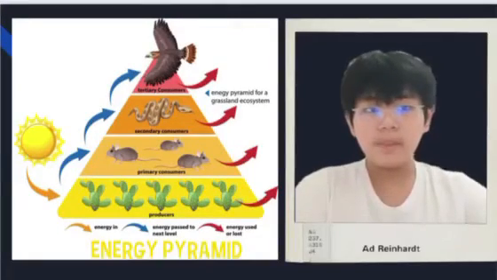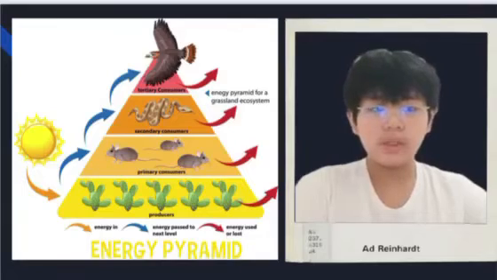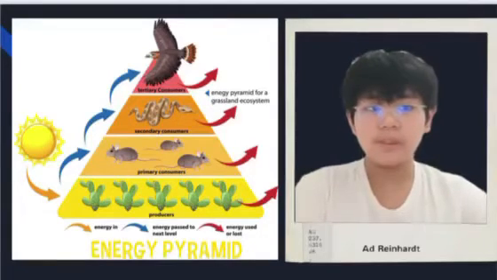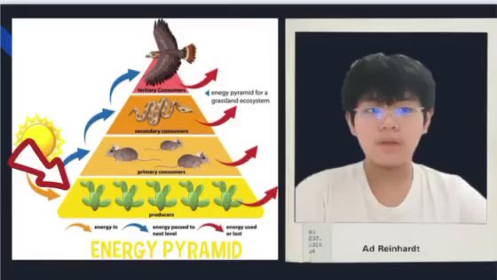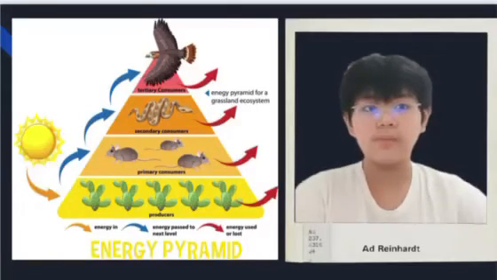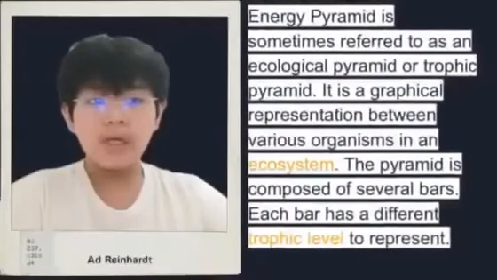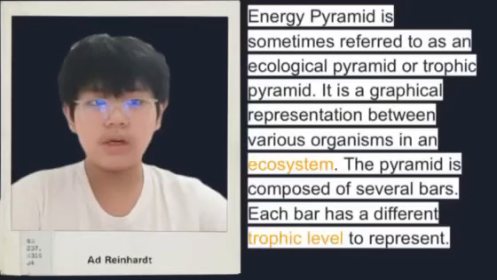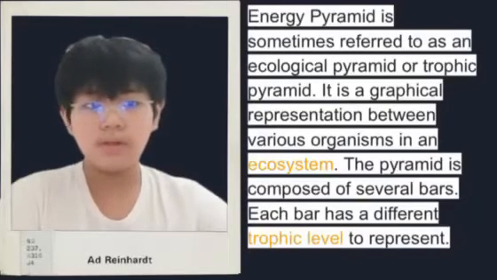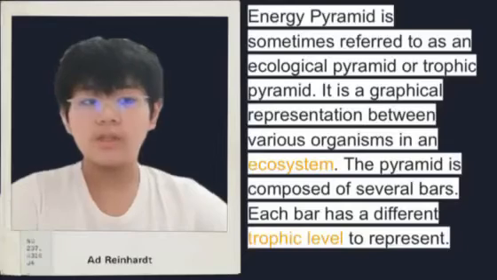The energy pyramid, also known as trophic or ecological pyramid, is the graphical representation of the energy found within the trophic levels of an ecosystem. The bottom and the largest part of the pyramid are the producers that contain the largest amount of energy. The energy pyramid is sometimes referred to as an ecological pyramid or trophic pyramid. It is a graphical representation between the various organisms in an ecosystem.